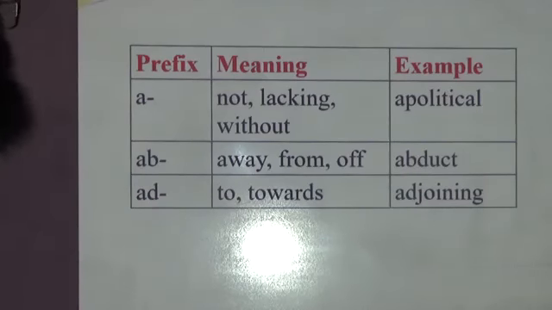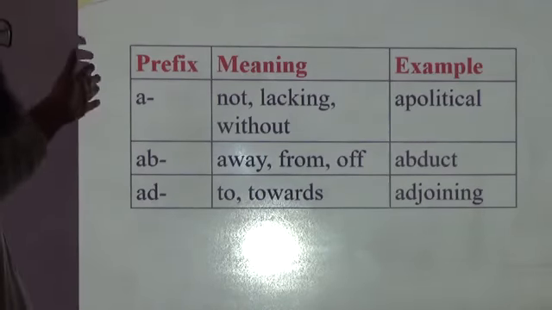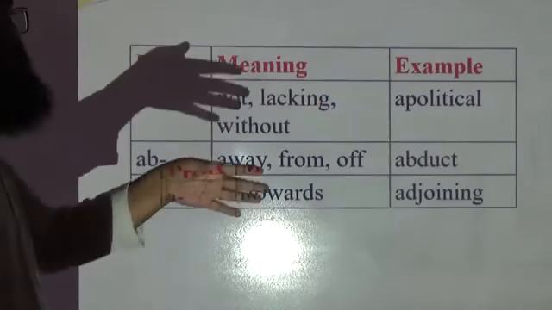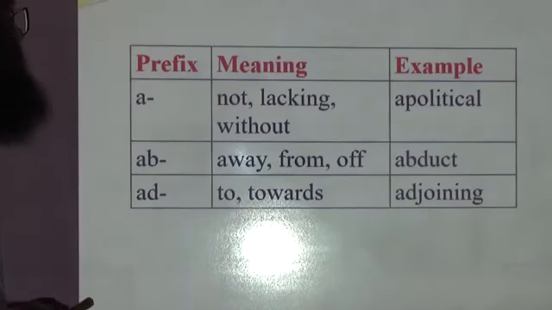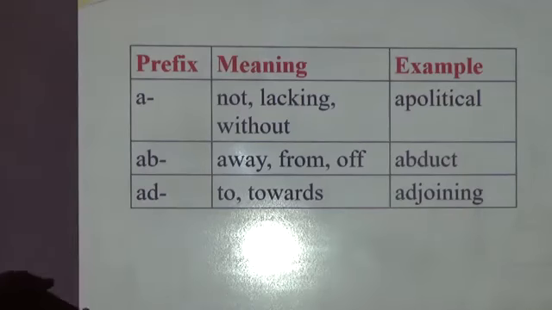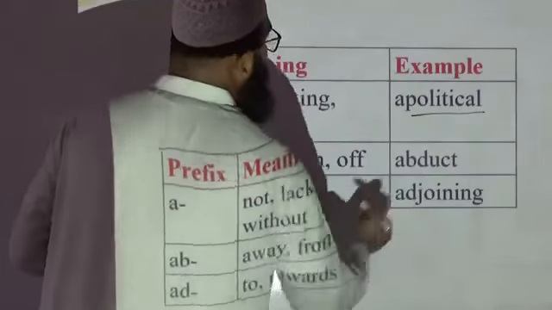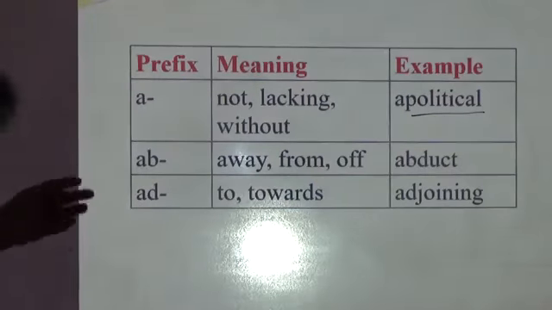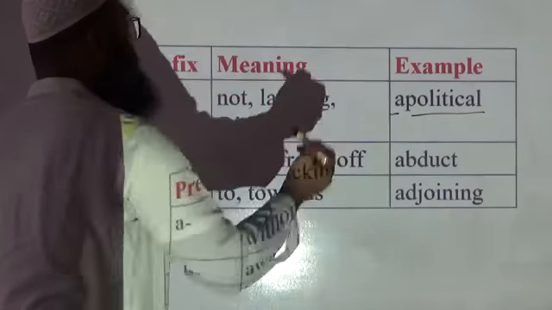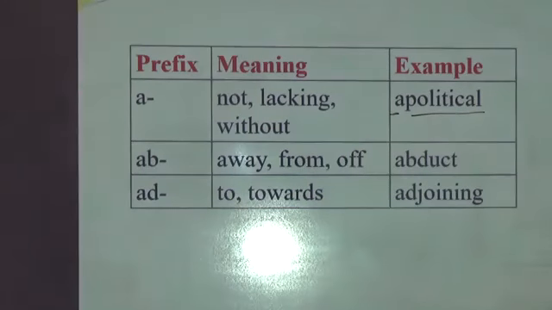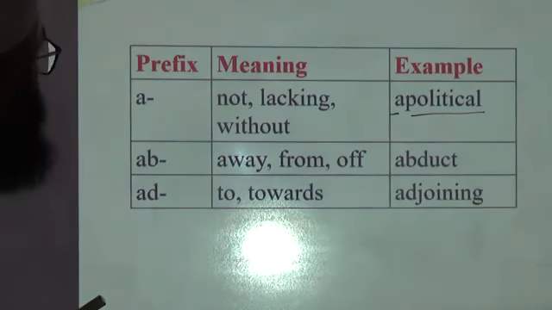Here are several uses of prefixes with their meaning and example. First one, prefix, meaning and example. Here is the prefix a. What is the meaning of a? Not, lacking, without. The example is political. If I say political, here a is a prefix: apolitical. That means against politics, the contrary of politics.